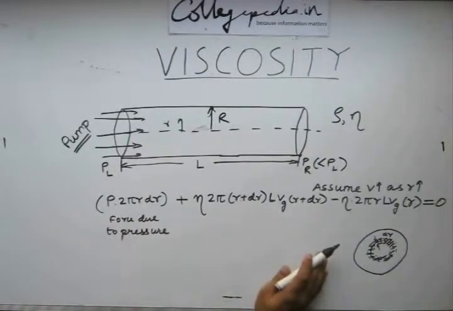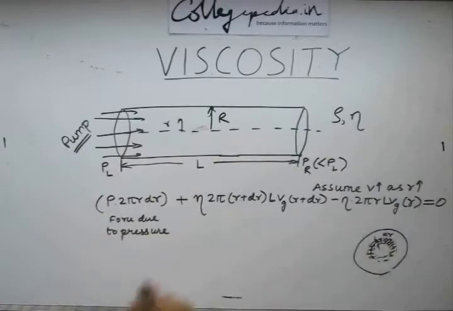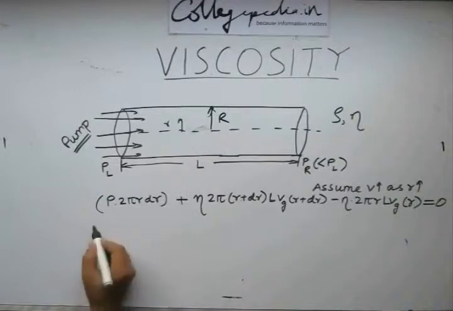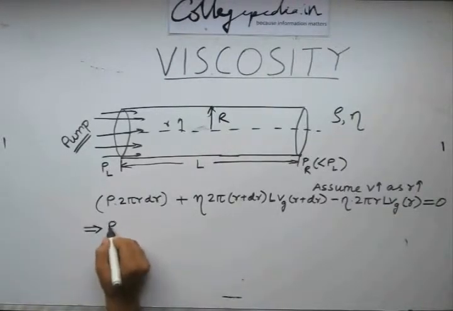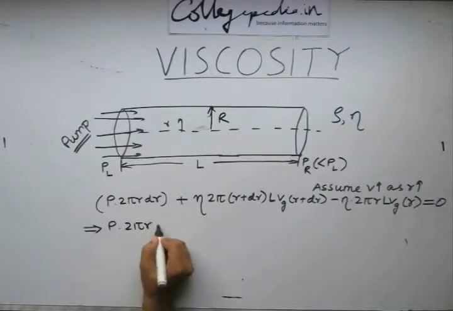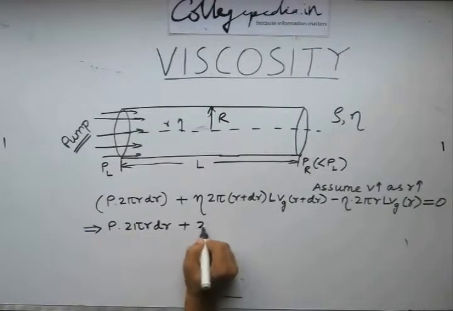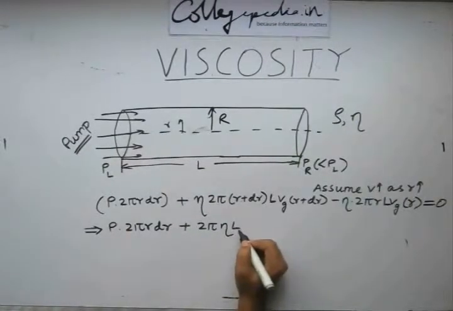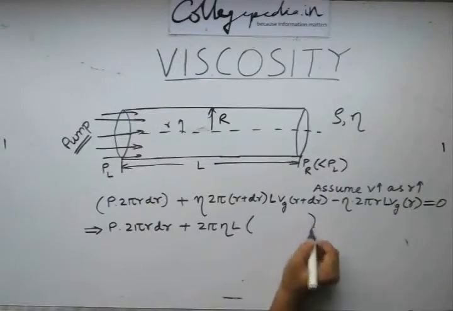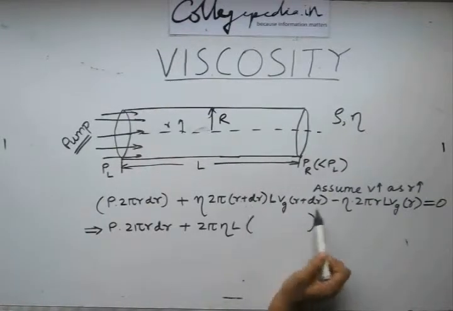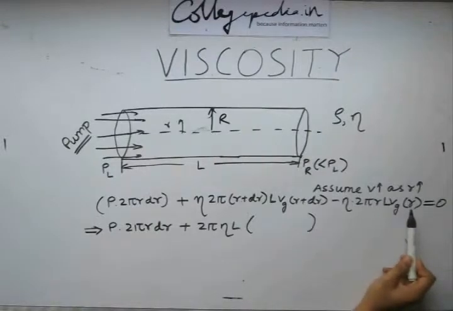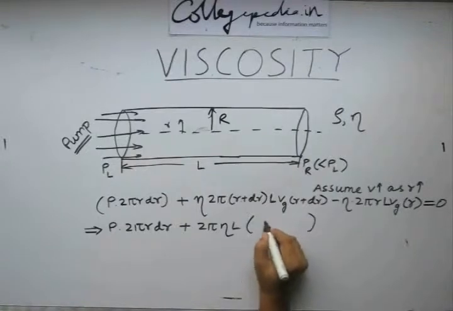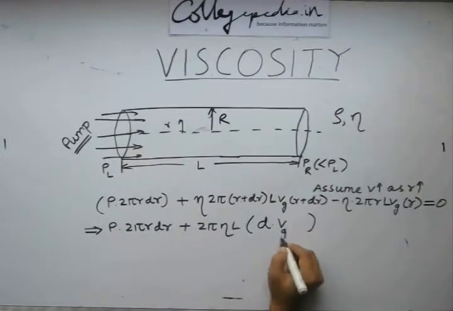So if we have this and we try to solve this equation, what we are really going to get is this quantity again, P into 2 pi r dr plus 2 pi into eta into L times some quantity. This gets subtracted from this. That means there is a net change in this quantity. So we write it as dVg of r.